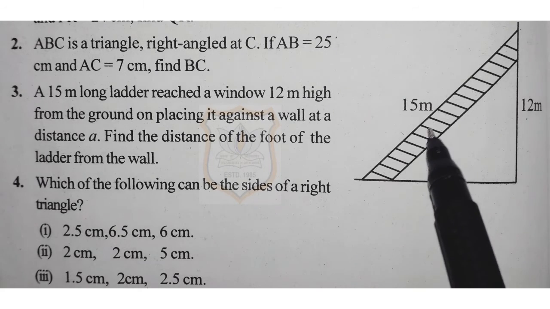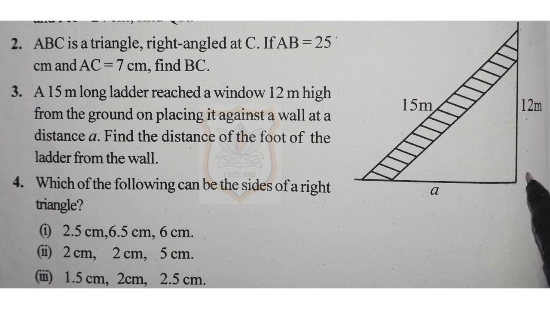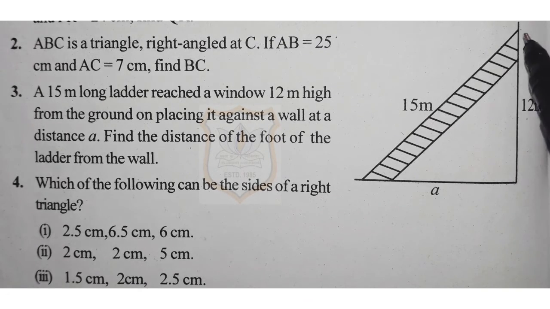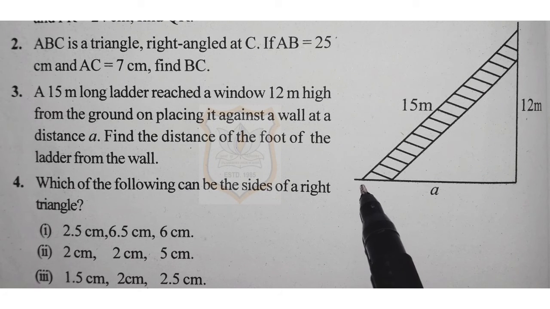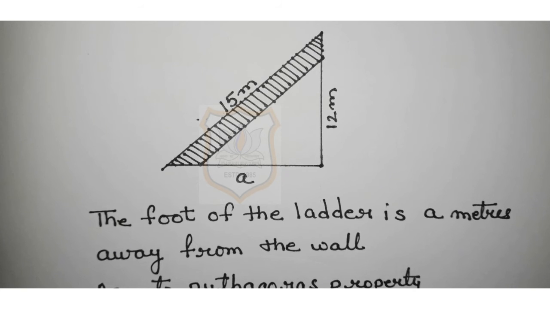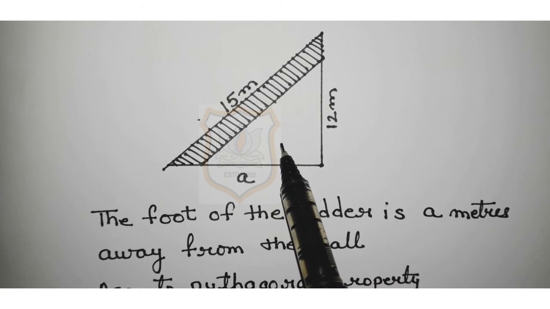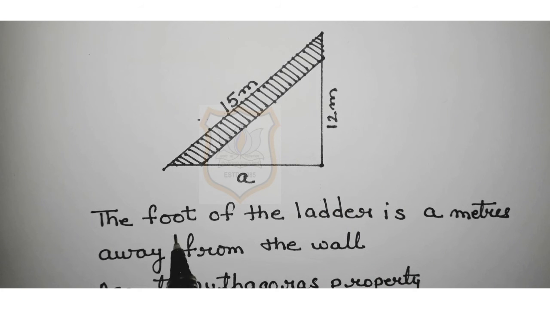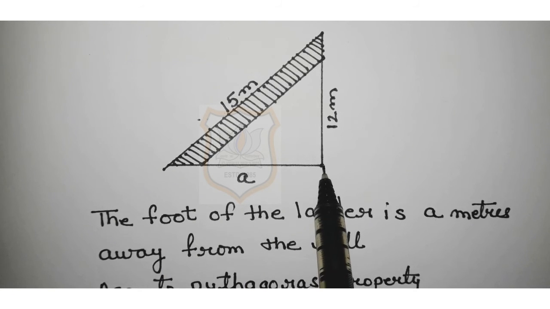See student, this ladder is making a 90-degree angle with the wall. So we can use the Pythagoras theorem here to find out the value of A. This is the hypotenuse, this is the arm of the triangle. So students, you have to draw this figure in your notebook. In this figure, the foot of the ladder is A meters away from the wall.